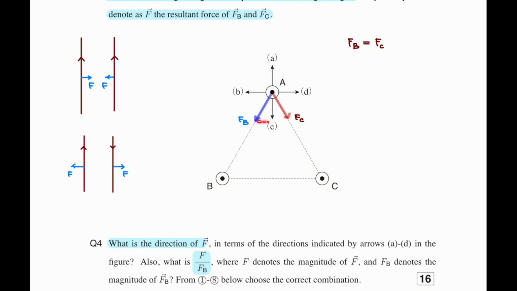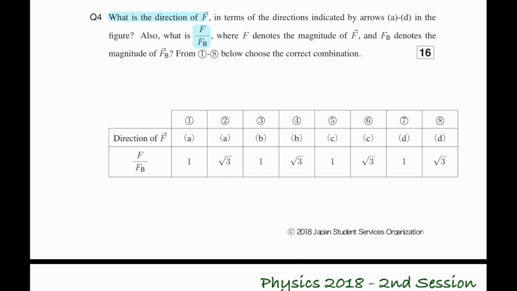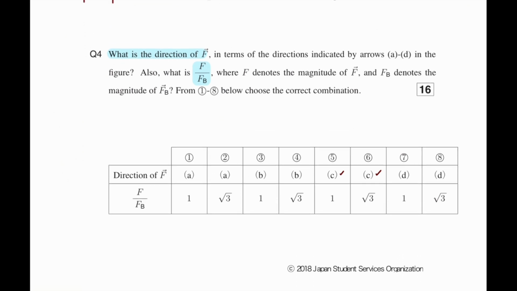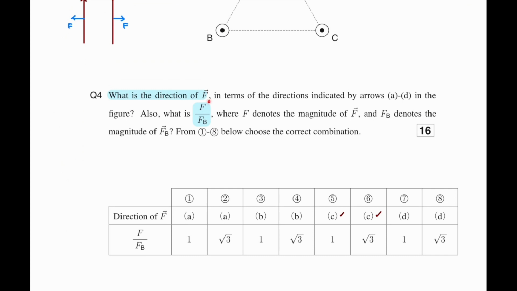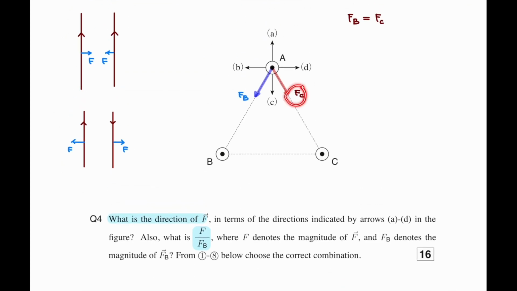One from FB like this, and then the other one from FC like this. So the direction of force is toward point C, or the direction of F is indicated by the arrow C. So my answer is either number 5 or number 6. And then I want to find the ratio of F to FB. Since FC equals FB, I can write it down as FB.